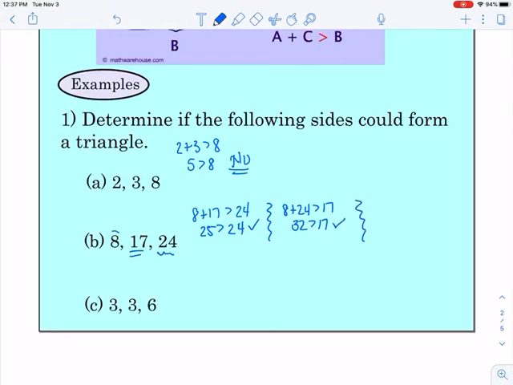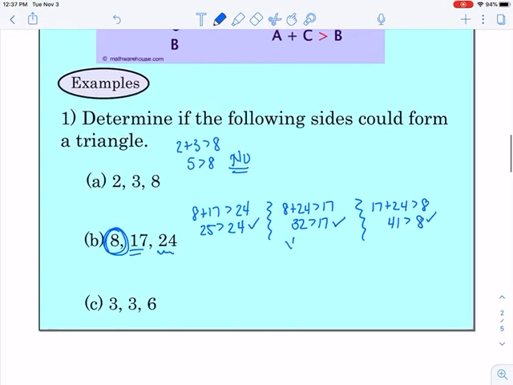And then the last one that I'll need over on that right-hand side is that 8. So now I need to know if 17 plus 24 is greater than 8. And 17 plus 24 is 41, and 41 is greater than 8. So since all three inequalities hold true, the answer is yes, those could be the sides of a triangle.